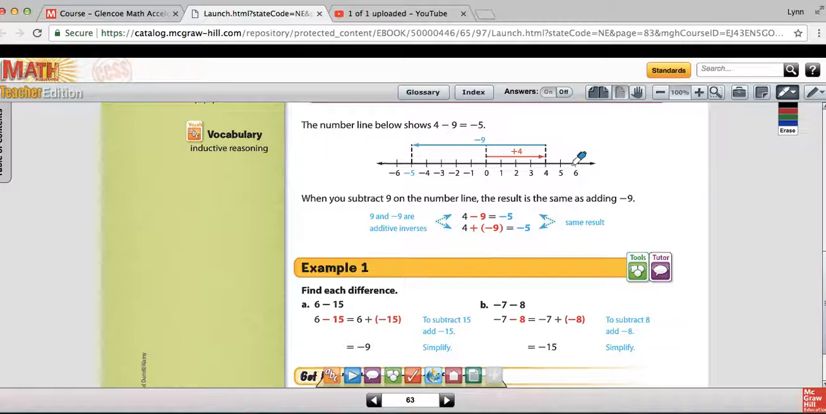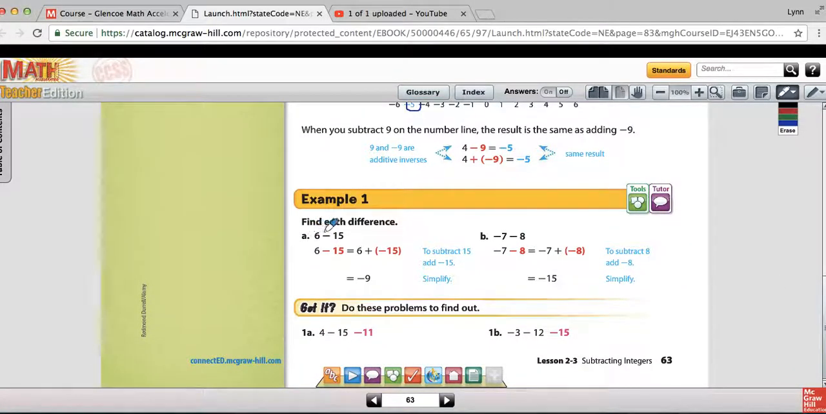You can use a number line to show that if you start at 0 and you go to a positive 4, and then you take away 9, you end up at negative 5 on the number line. So for example 1 here, we're talking about the difference between two integers, in this case 6 minus 15. I like to think of it as I have $6, but then I borrow 15 from my parents, and so I still owe them $9. In B, I owe my friend $7, and then I borrow another $8 from another friend, and so altogether I owe $15, so negative 15.